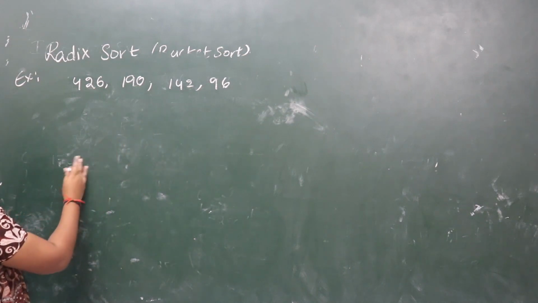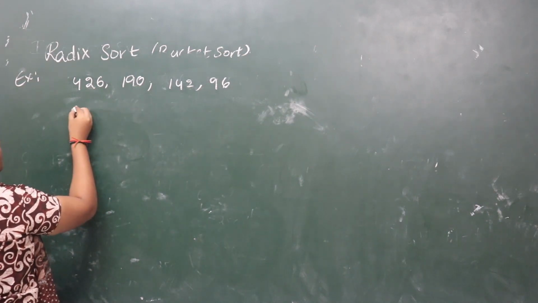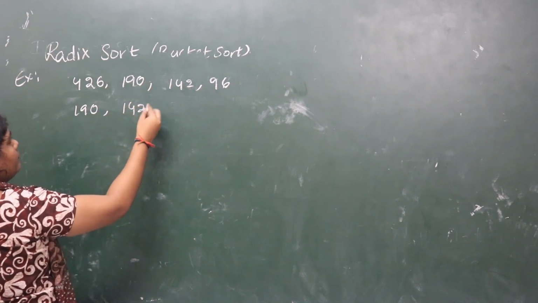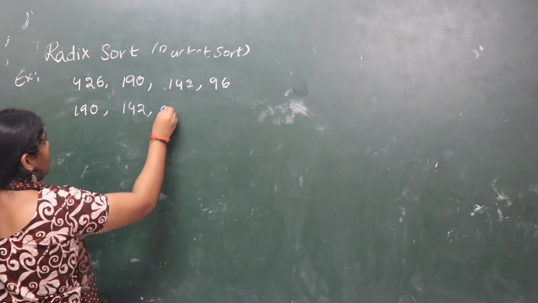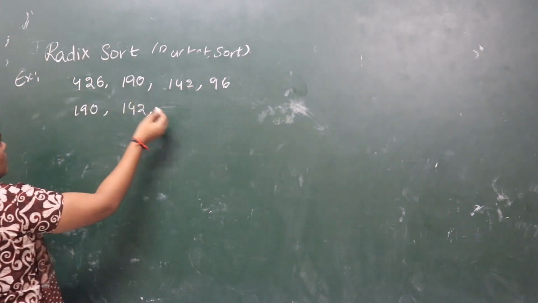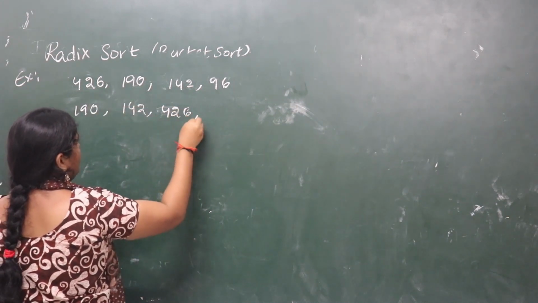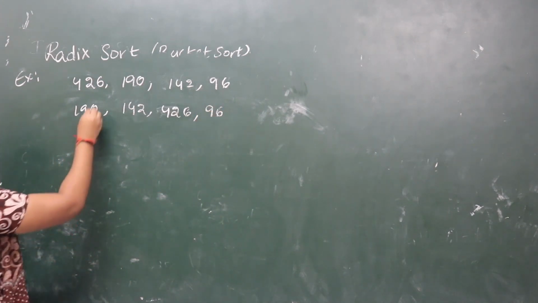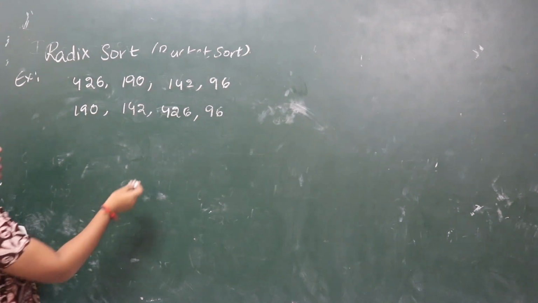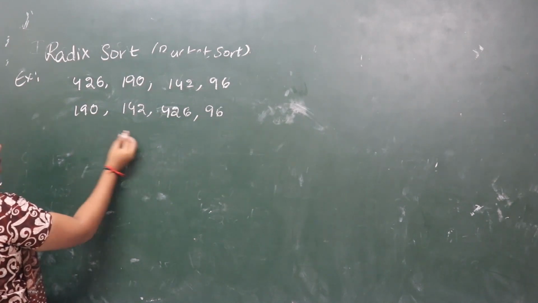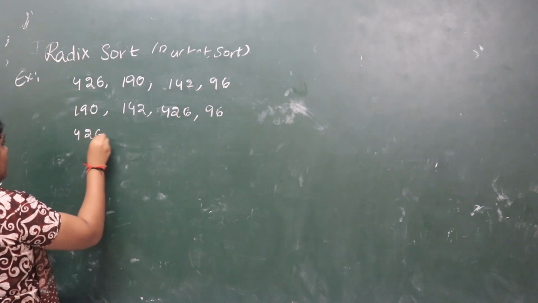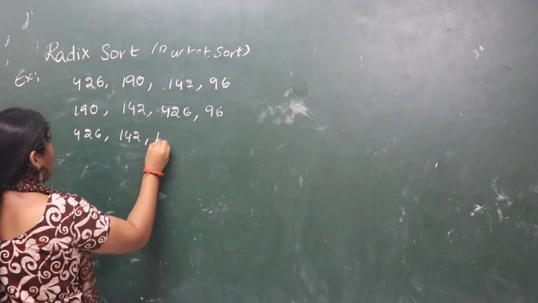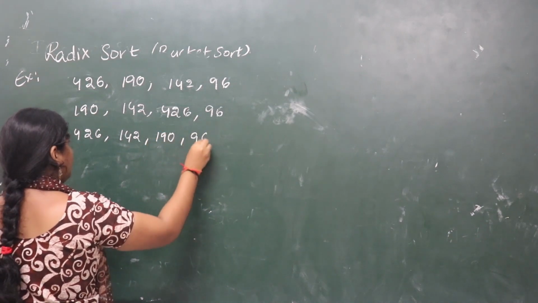So from the ones position, the smallest element, right? In the ones position 0, that is 190, will be my smallest, then 142 and 96. You can write in the given order, and 96. So this is how, and we are going for the tens position. Tens position smallest one again, 426, 142, and 190 and 96.